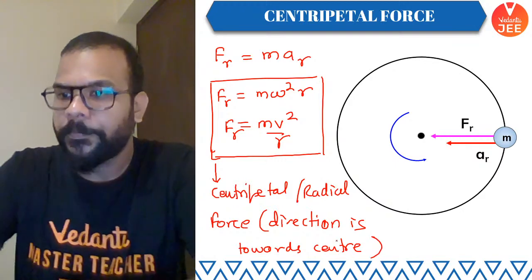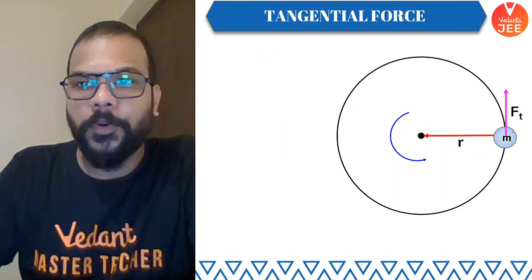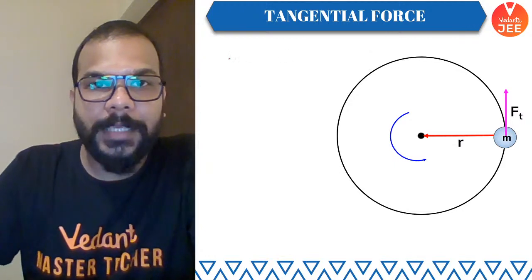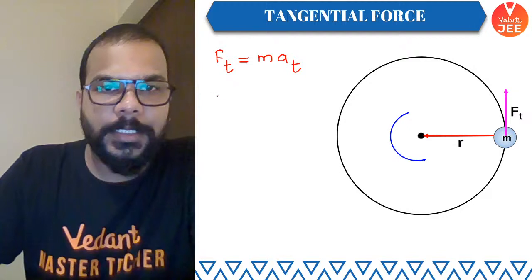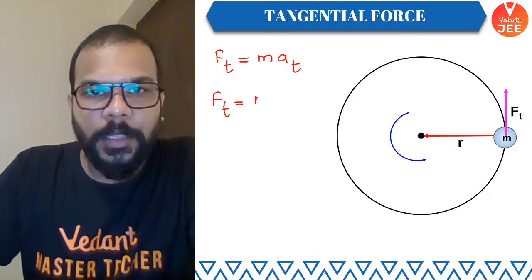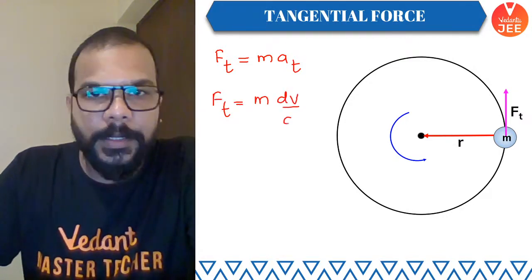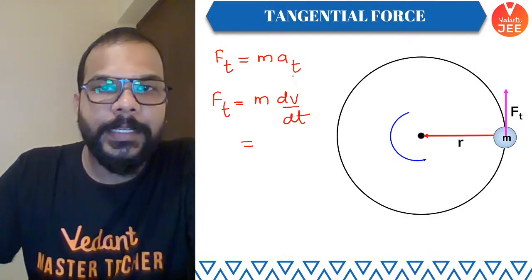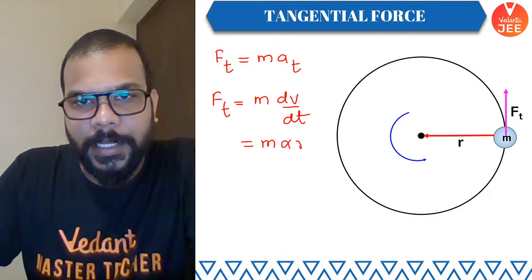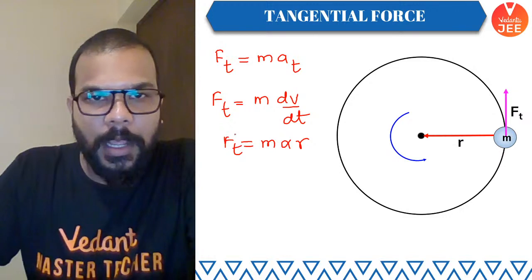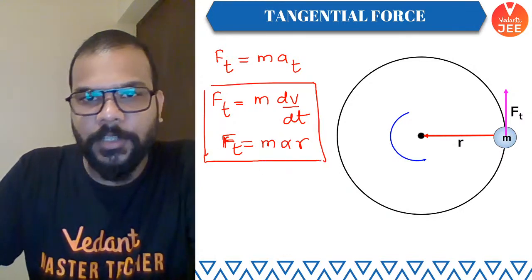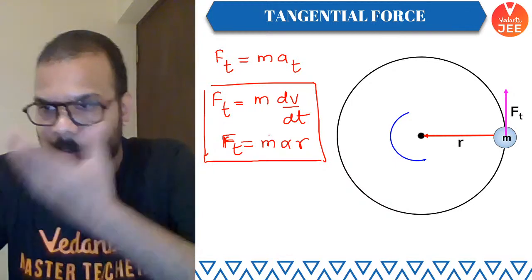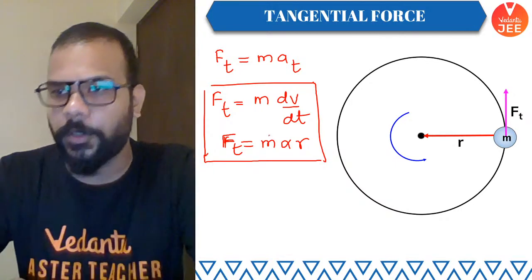Okay guys, similarly, the force which is responsible for tangential acceleration, ft, is basically mass into tangential acceleration, and this is very simple. It is m into dv by dt, or at is equal to alpha r, so you can also write it as m into alpha into r. Direction is always tangent. Okay, very good guys, very good.